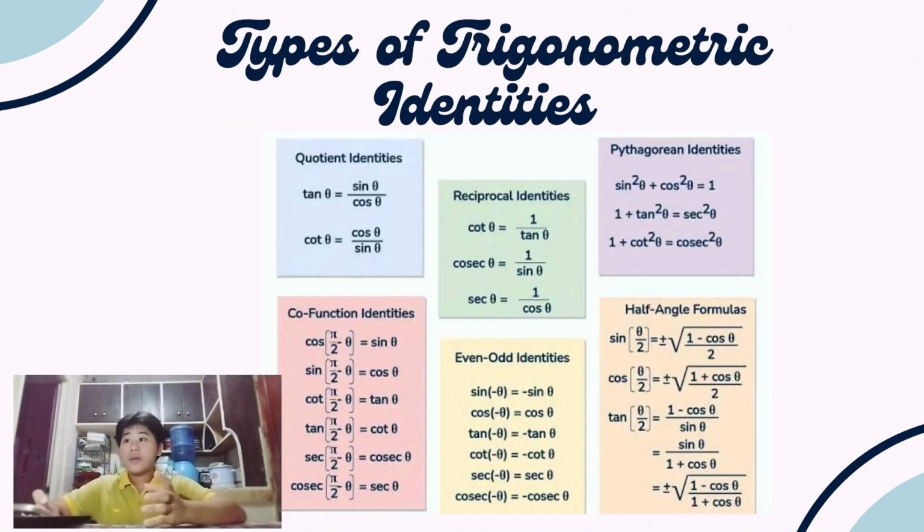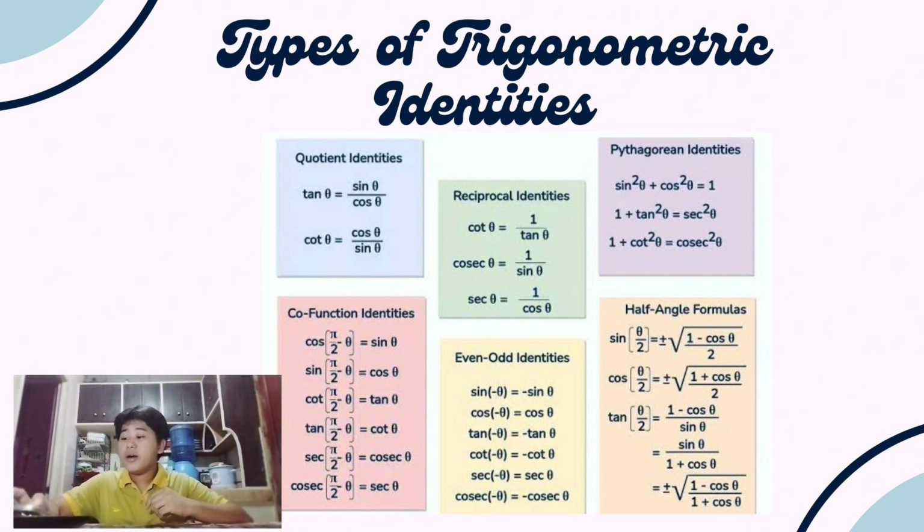I have here the types of trigonometric identities. These are just the basic types. What I'm presenting now is not all the types of trigonometric identities. There are still more. What I'm showing you now are the quotient identities, reciprocal identities, Pythagorean identities, co-function identities, the even-odd identities, and the half angle formulas or half angle identities.